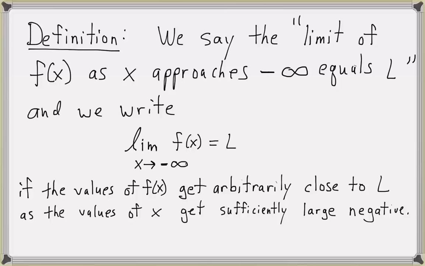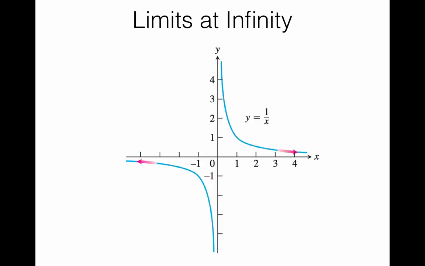So on the graph of the function f, the y-coordinates are getting closer and closer to height L as x gets very, very large to the negative side. So look out way to the left on the graph and see if the function is settling at one height. That would be the limit as x approaches negative infinity. Now consider the graph of the function y equals 1 over x.